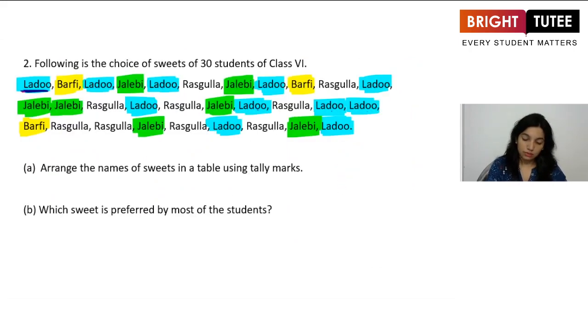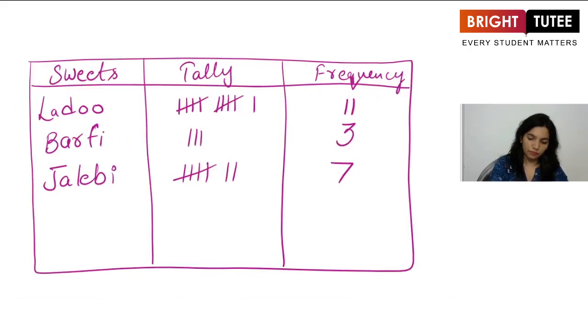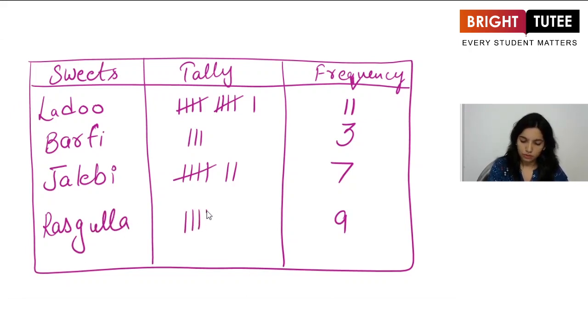Now the next comes is rasgulla. Okay, so let us mark for this as well. 1, 2, 3, 4, 5, 6, 7, 8, 9. 9 for rasgulla. 1, 2, 3, 4, 5, 6, 7, 8, 9.